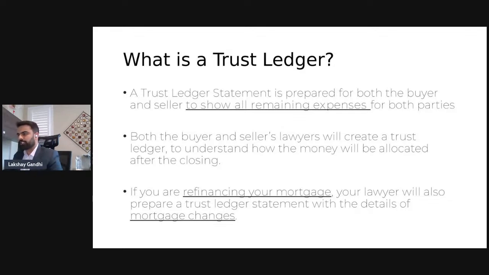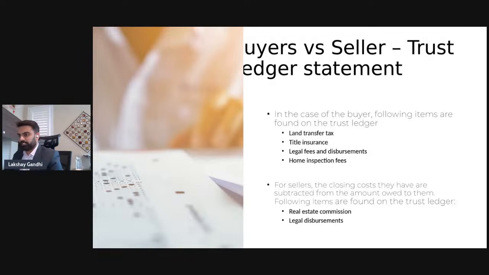There are two types of trust ledger. There's one from the buyer side, and the second one is from the seller side. Both of them can be used to understand how much would be the final cost of closing. And the trust ledger is basically describing how the funds will be moved on the day of the closing by the lawyer. So moving to the next slide, we have the buyer side versus the seller side trust ledger statement.